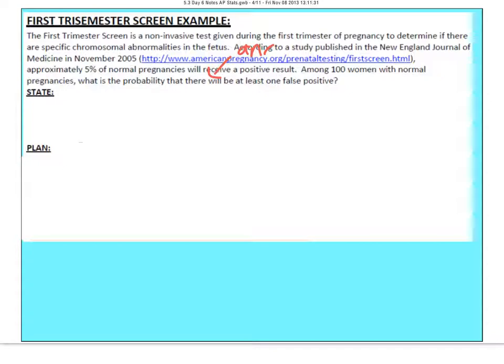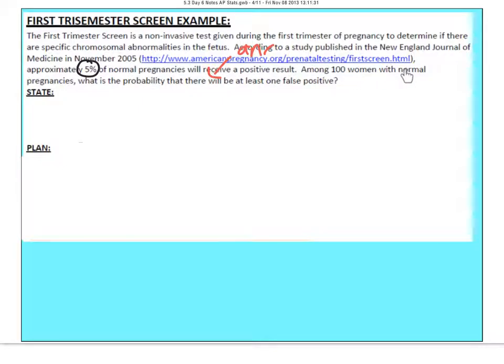Let's use this multiplication rule in the 4-step state, plan, do, and conclude method. Here we have a first trimester screening, which is a non-invasive test given during the first trimester of pregnancy to determine if there are any specific chromosomal abnormalities with the fetus. According to a study that was published back in 2005, approximately 5% of normal pregnancies receive a positive result.